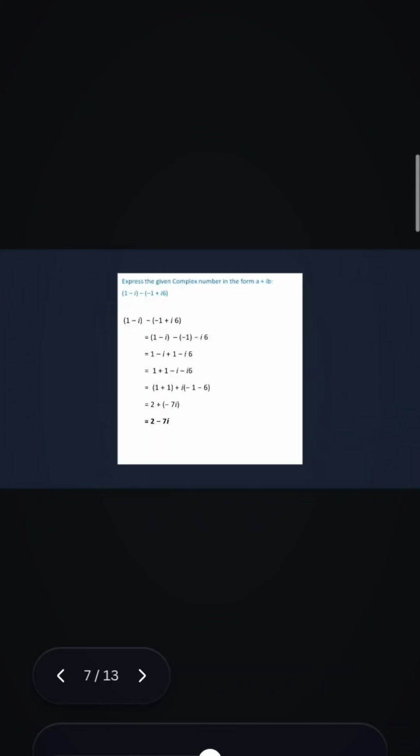Now next example. The question says to write in the form a + ib, which is the form of a complex number. The question is (1 - iota) - (-1 + 6 iota). By solving it with simple subtraction as we did before, we get our final answer 2 - 7 iota.